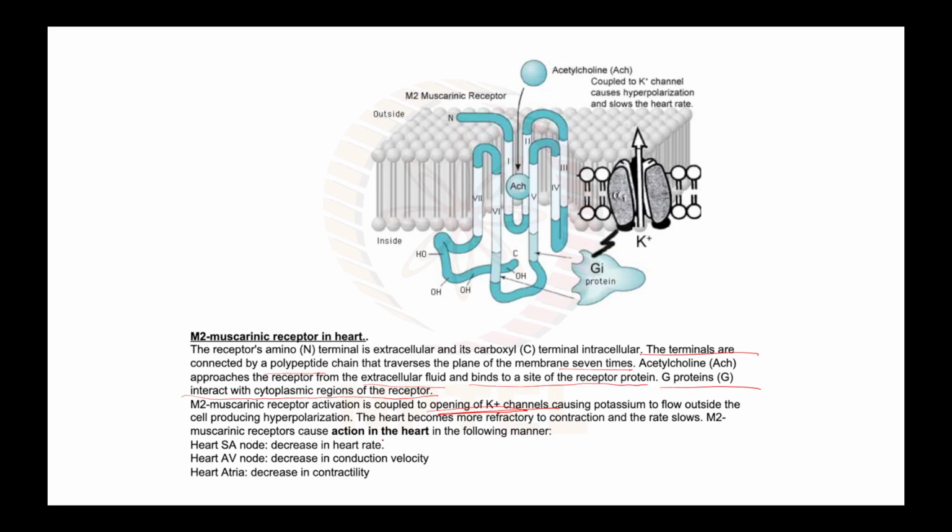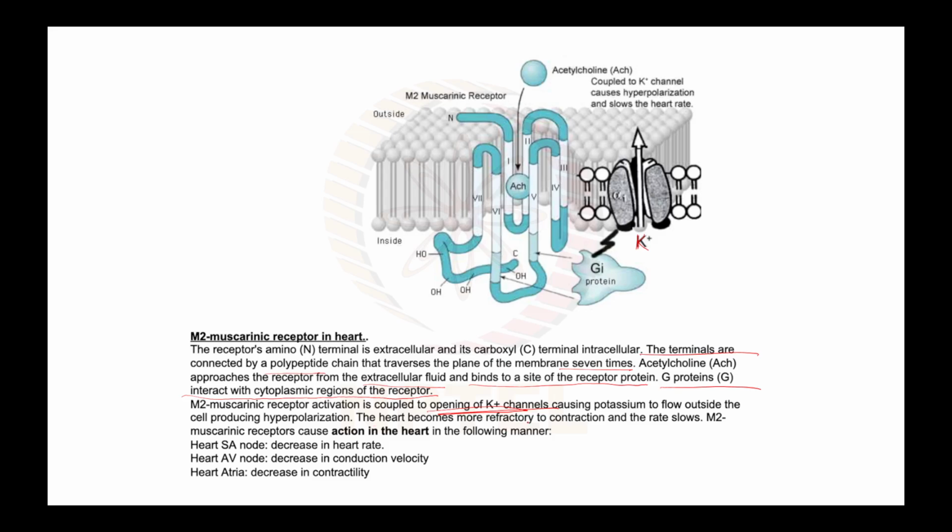The potassium concentration is more inside and less outside. Due to this binding, the potassium channel opens and it removes potassium from inside to outside. More negative charge is generated. That is referred to as hyperpolarization. More negative charges spread through the heart.